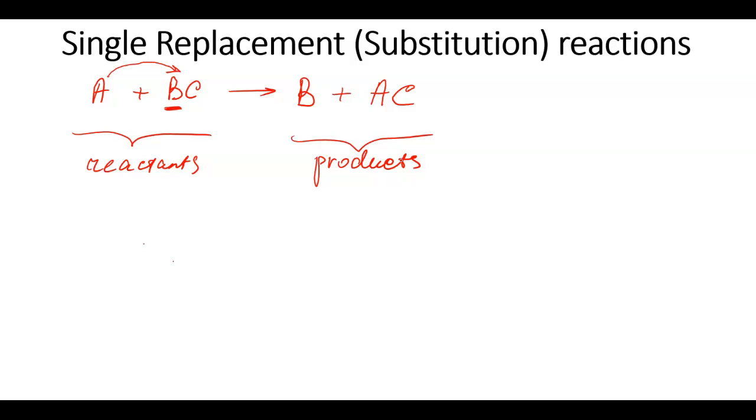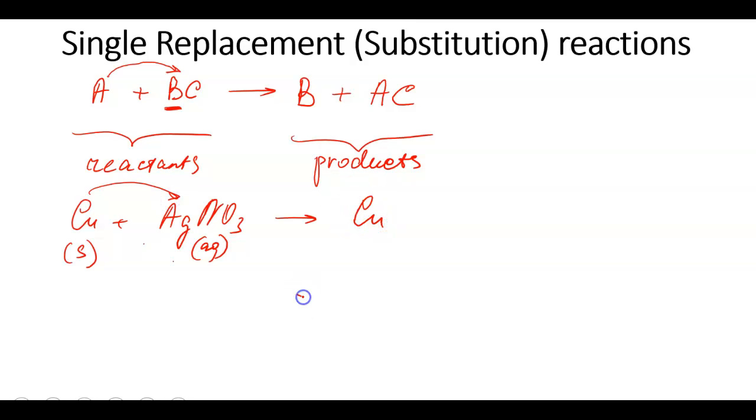Examples. There are numerous examples for these reactions. So, for example, copper can substitute silver in its aqueous solution. Solid copper and a solution of silver nitrate react with each other, and copper stays in the position of silver here.